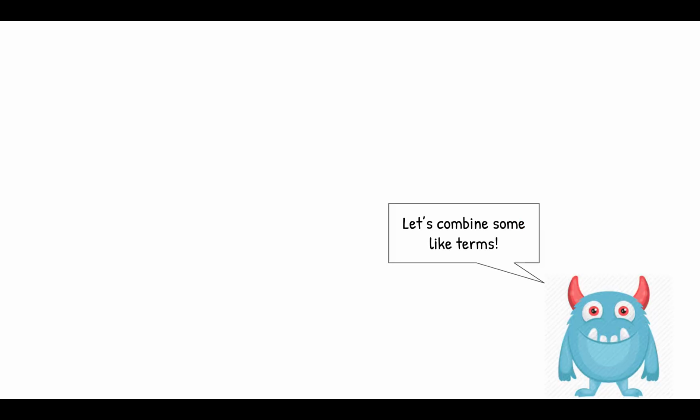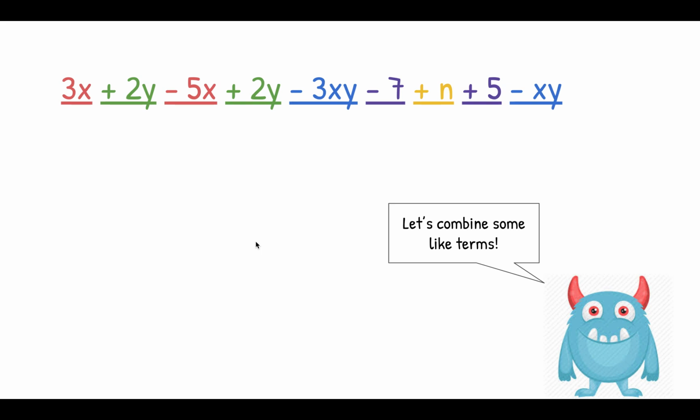So now let's combine some like terms. So here is an expression: 3x plus 2y minus 5x plus 2y minus 3xy minus 7 plus n plus 5 minus xy. At first, this may look intimidating, but once you look at it conceptually and simplistically, it's actually not that bad when you know how to combine terms, or like terms for that matter.